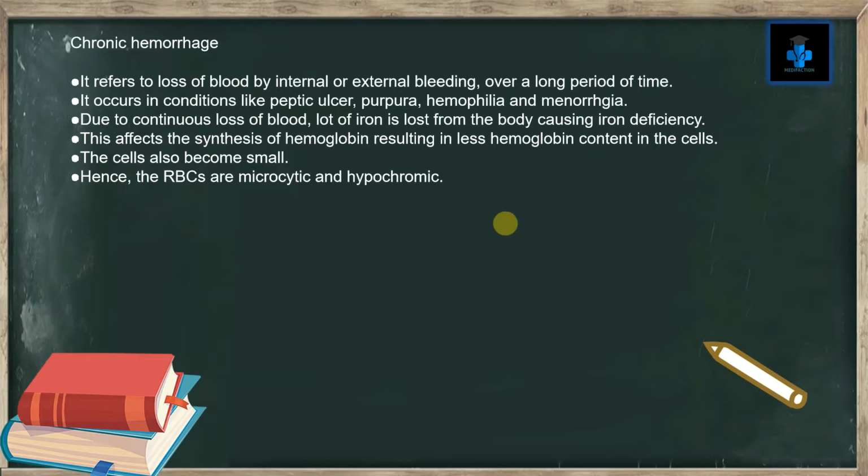This affects the synthesis of hemoglobin, resulting in less hemoglobin content in the cells. The cells also become small. Hence, the RBCs are microcytic and hypochromic.